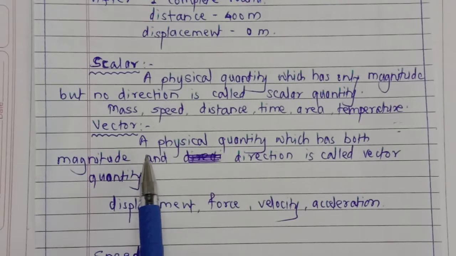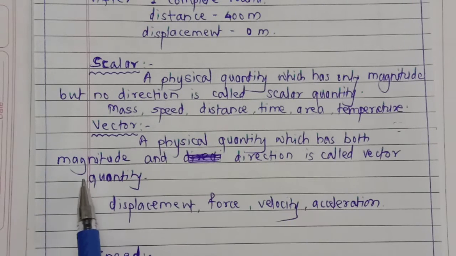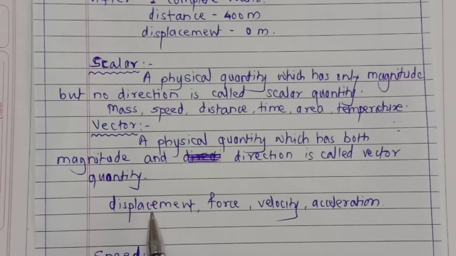And what is a vector quantity? A physical quantity which has both magnitude and direction is called a vector quantity. And these are the vector quantities: displacement, force, velocity, acceleration.